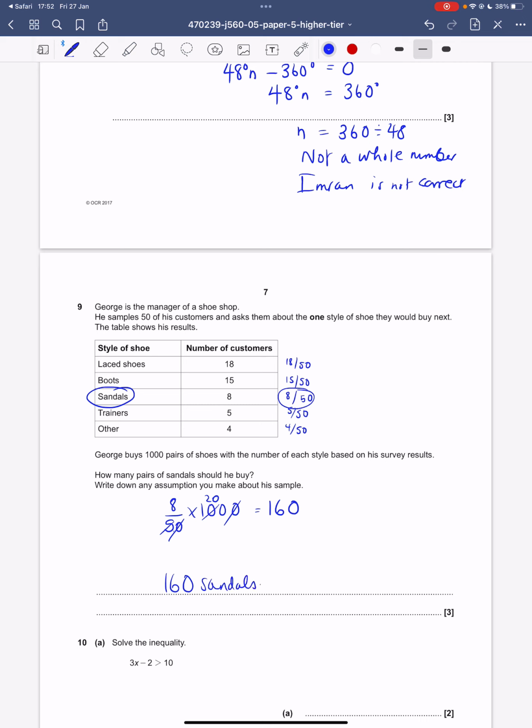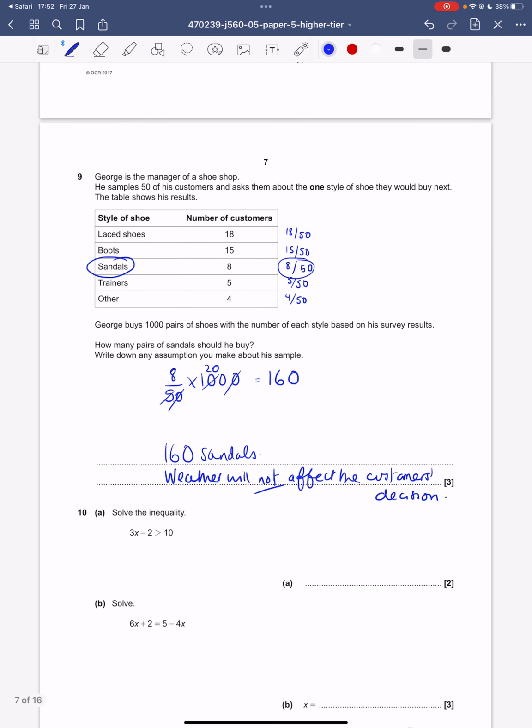But what's making me think here is about the weather. Write down any assumption you make about this sample: that the weather, we're assuming the weather will not affect the customer's decision. Okay. It's all about the season. They might not choose to buy sandals if it was close to winter, say.